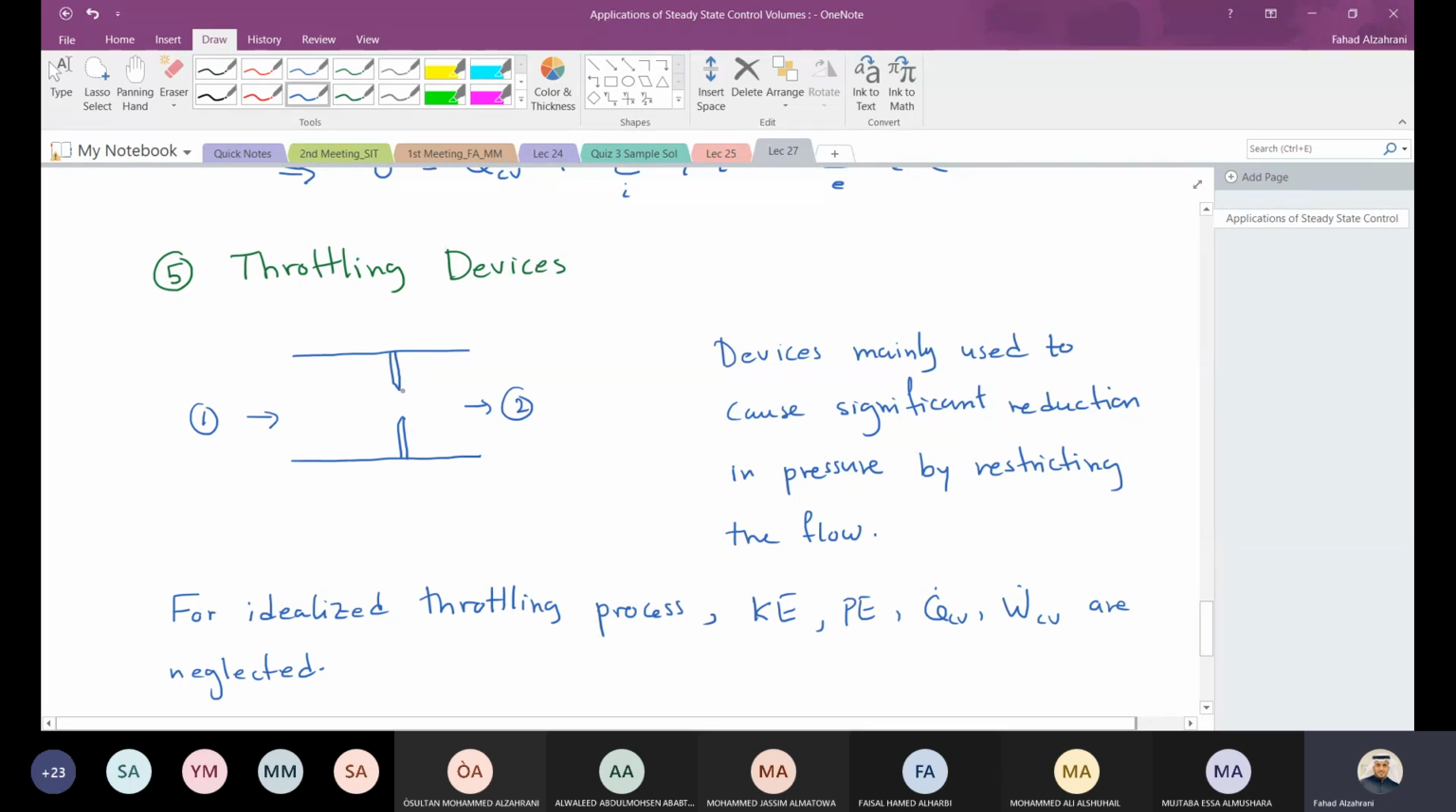Maybe in some cases the kinetic energy is important, maybe we should include the velocity. For other cases, maybe there is heat transfer. Like I'm telling you here, I'm giving you the ideal case or the ideal process in this case.